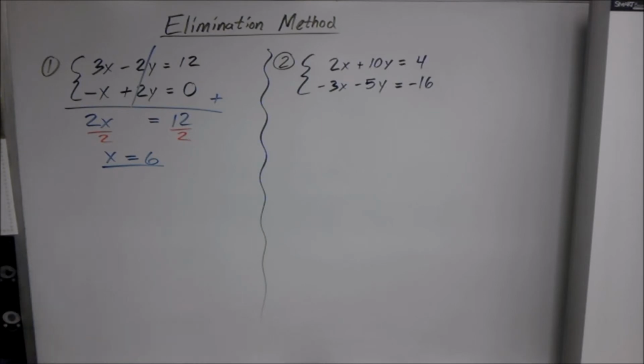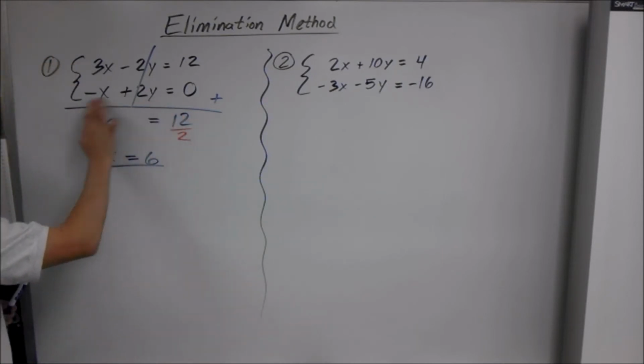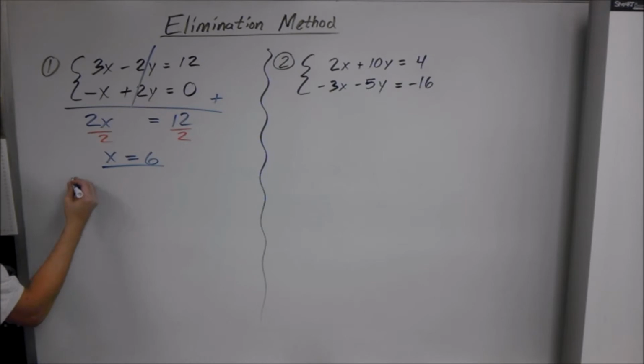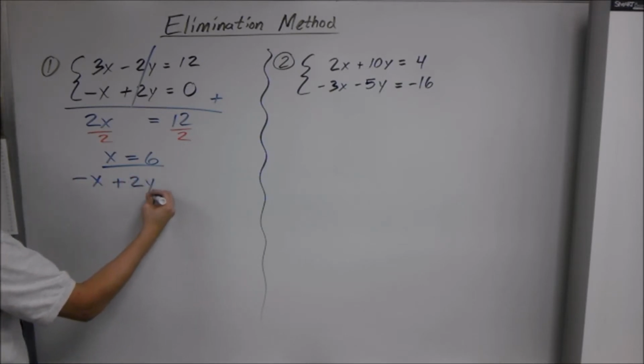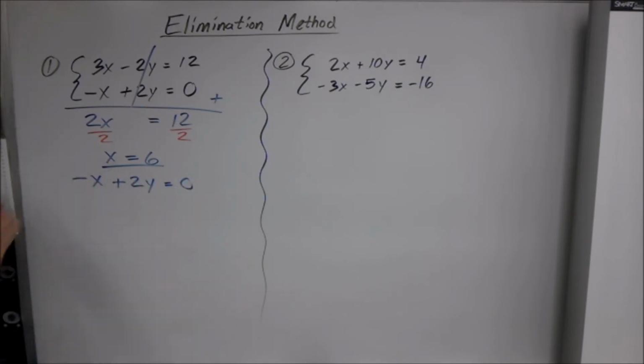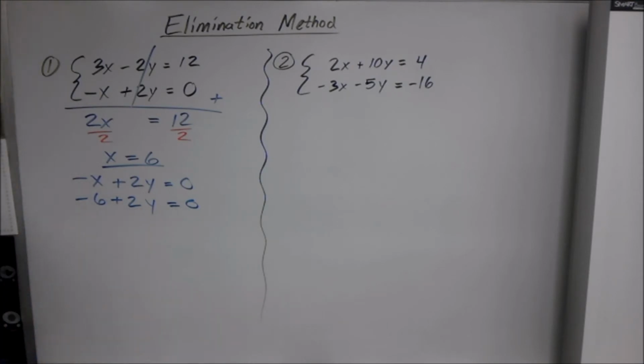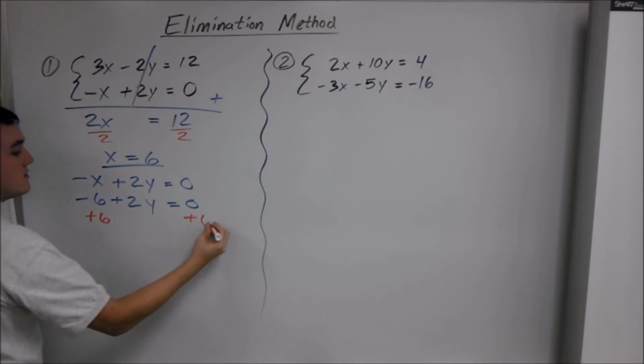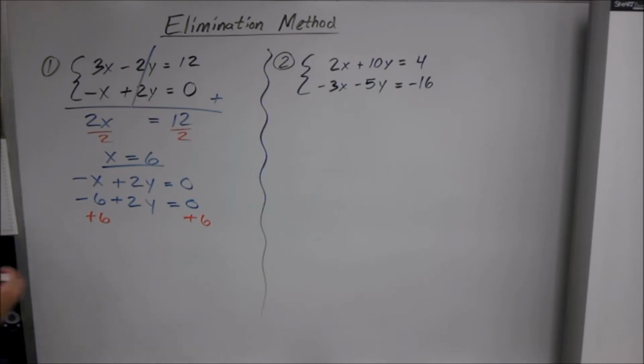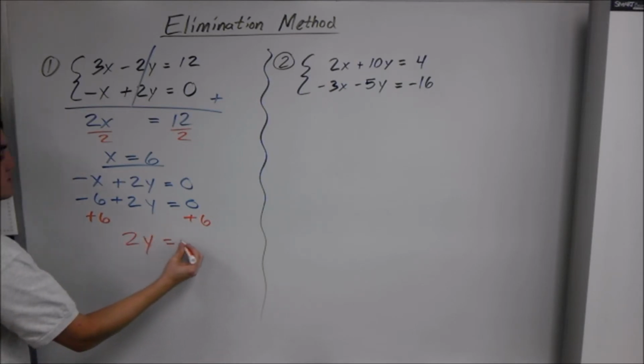Now we take that and we plug it into either equation, and that's going to give us our y value. Whichever equation looks easier. Since this one has 0 and smaller numbers, we'll use that. We have negative x plus 2y equals 0. Plug in x equals 6. So negative 6 plus 2y equals 0. And then solve it. First we have to get rid of the other term. To do that we add 6 to both sides. That's going to give us 2y equals 6.